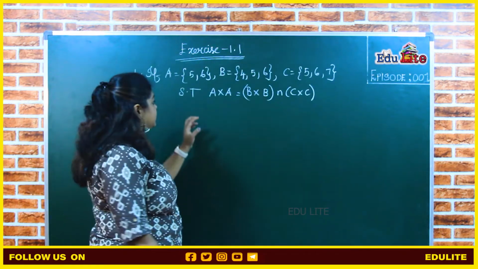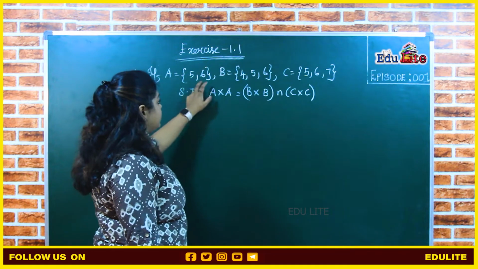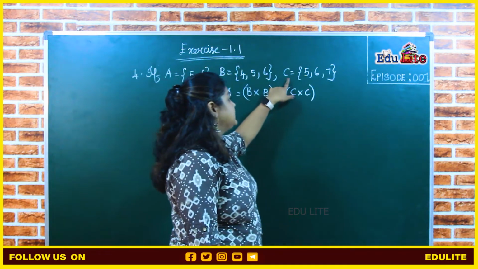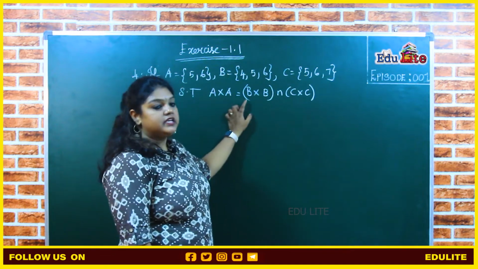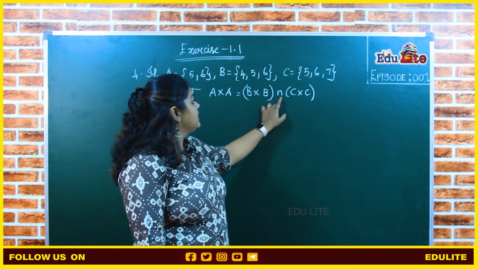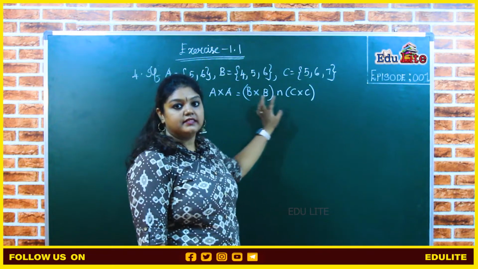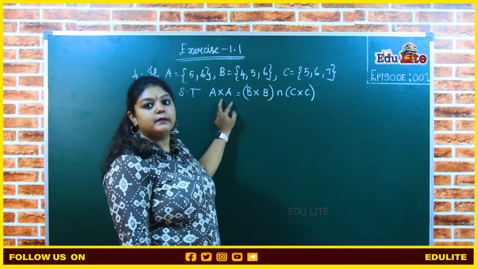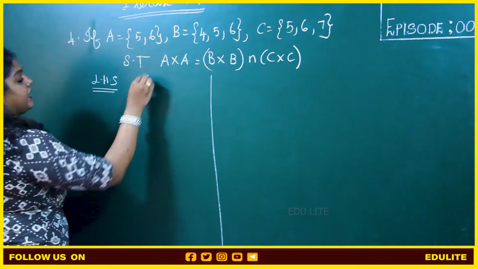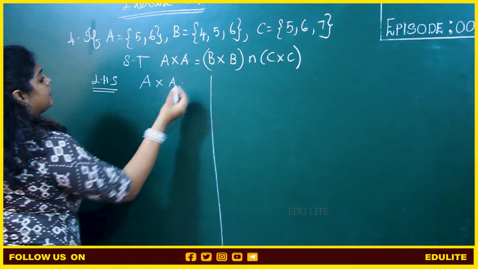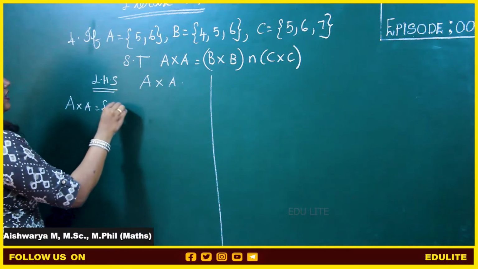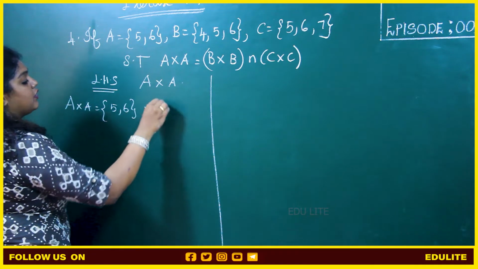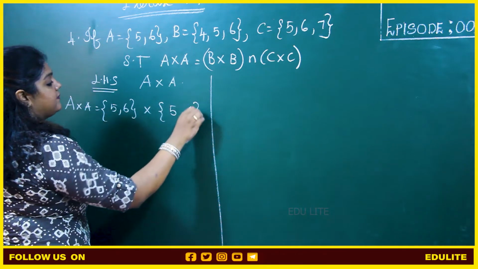The next problem given to us is: set A is {5, 6}, set B is {4, 5, 6} and set C is {5, 6, 7}. We have to show that A cross A equals B cross B intersection C cross C. We will prove this one by one. First we will prove the left hand side, which is A cross A. So A cross A equals {5, 6} cross product with {5, 6}.